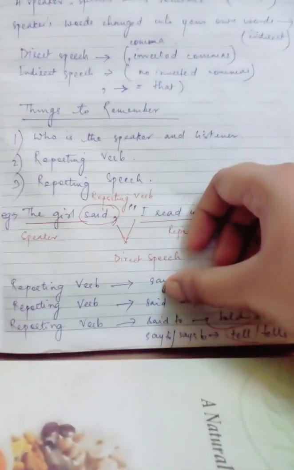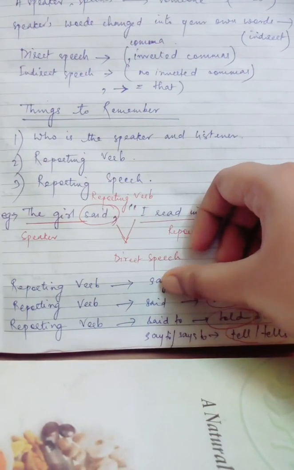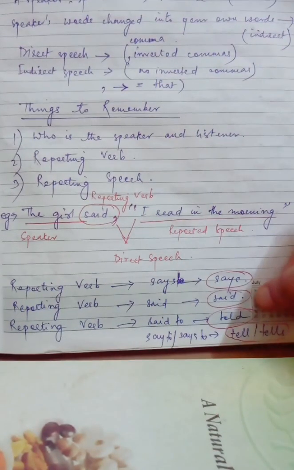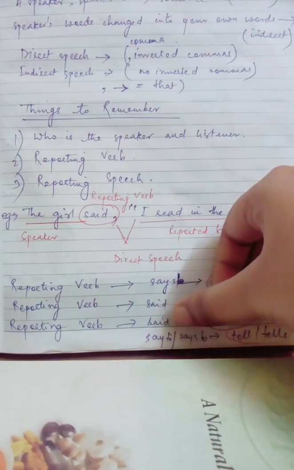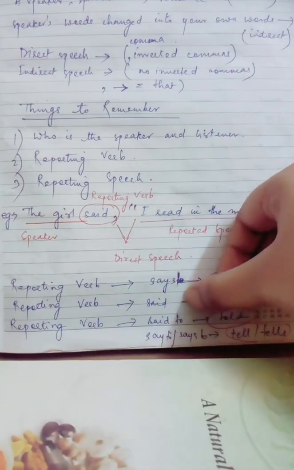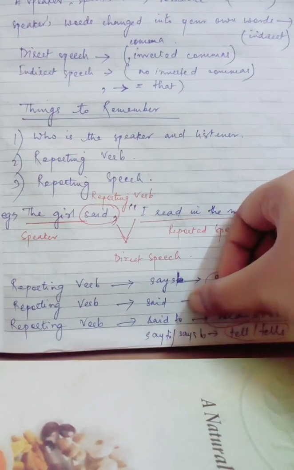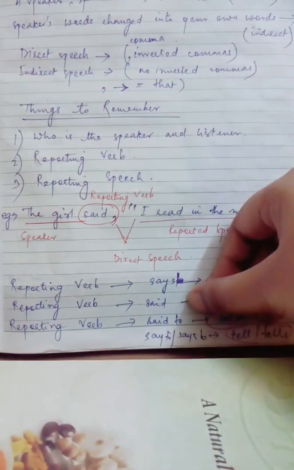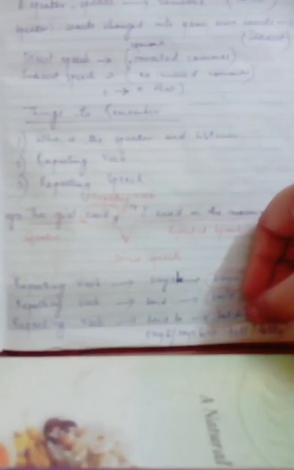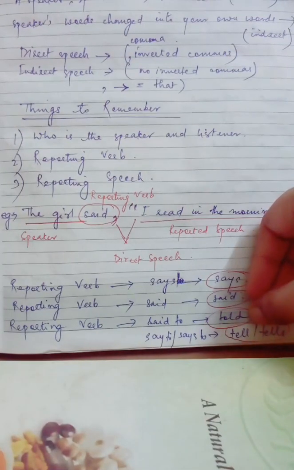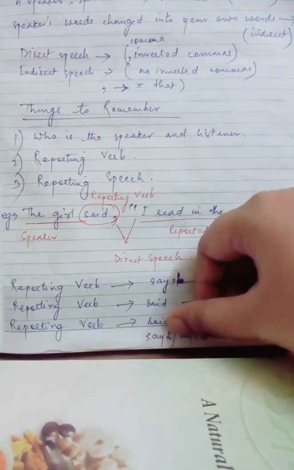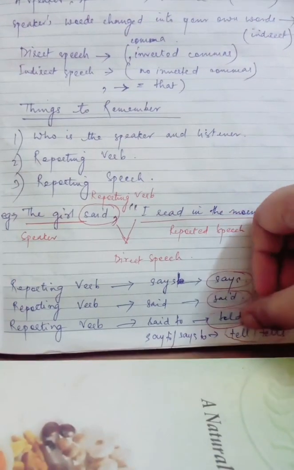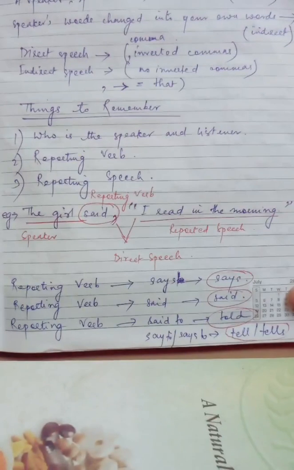If your reporting verb in direct speech is said, again there will be no change in indirect speech, it will remain as said. If in direct speech it is written said to, said to me or said to anybody, this said to will be changed into told in indirect speech. And if it is say to or says to in direct speech, then it will be changed into tell or tells in indirect speech.